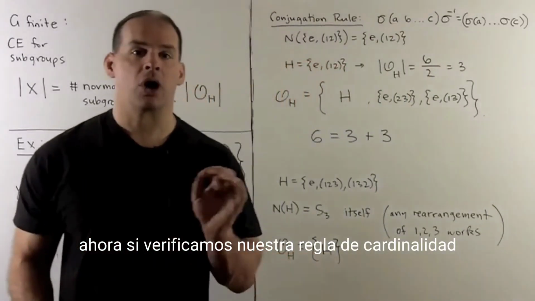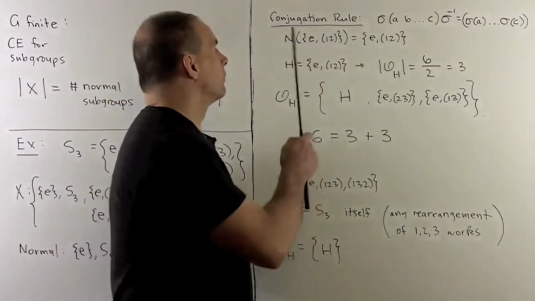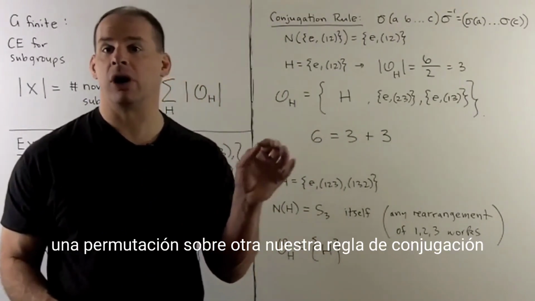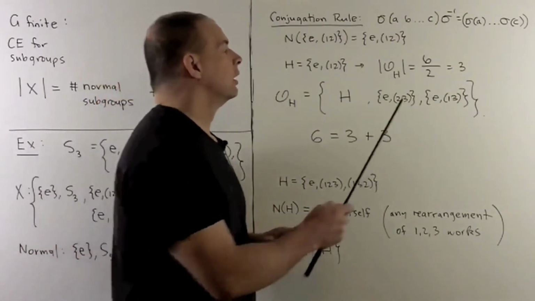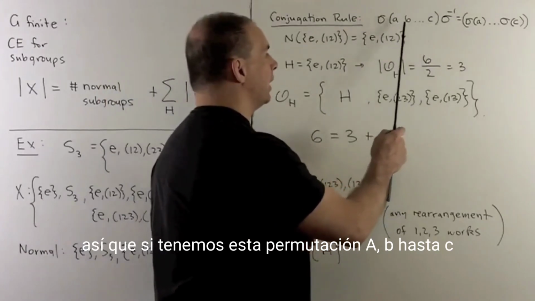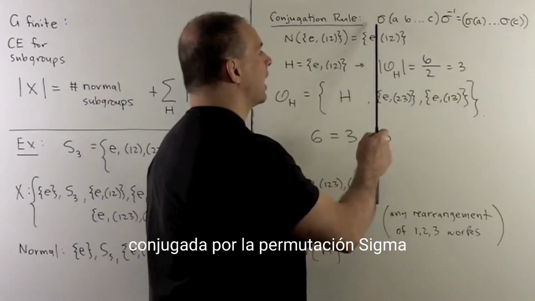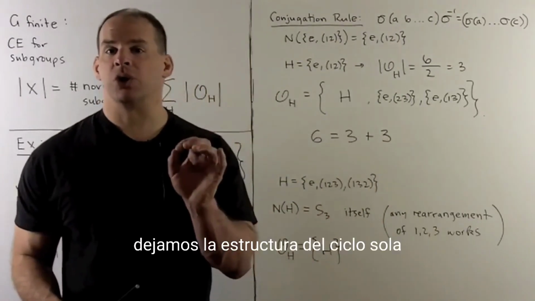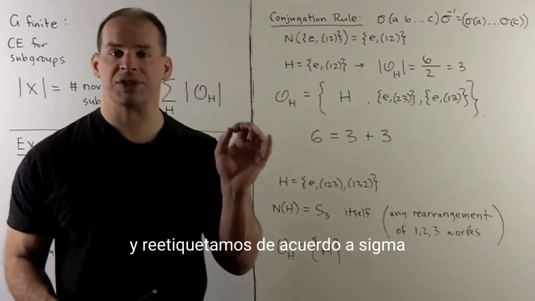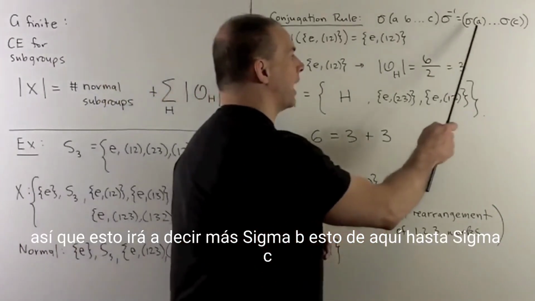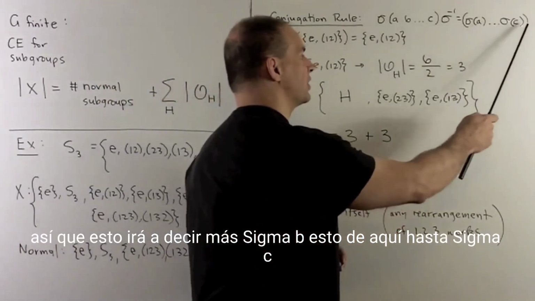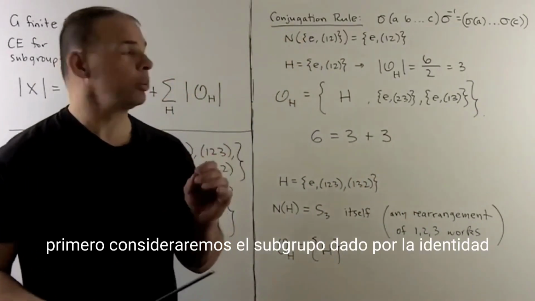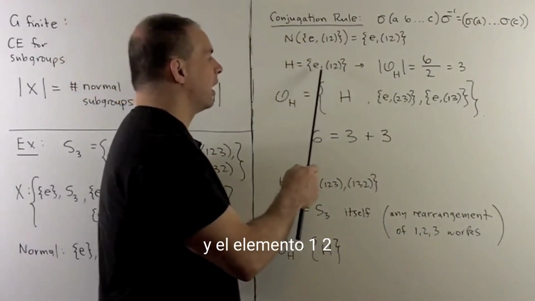Now, if we check our cardinality rule, first we note how conjugation works. One permutation on another, our conjugation rule. So if we have this permutation, (a b c), whatever, and I conjugate by the permutation sigma, we leave the cycle structure alone and we just relabel according to sigma. So this would go to (sigma a, sigma b, sigma c), whatever. We first consider the subgroup given by the identity and the element (1 2).